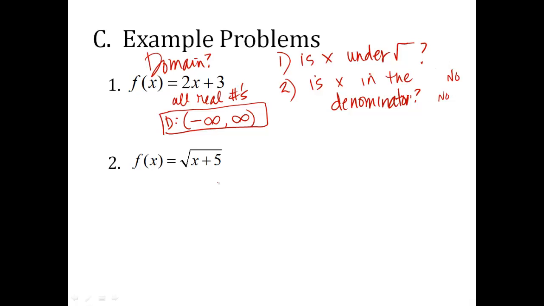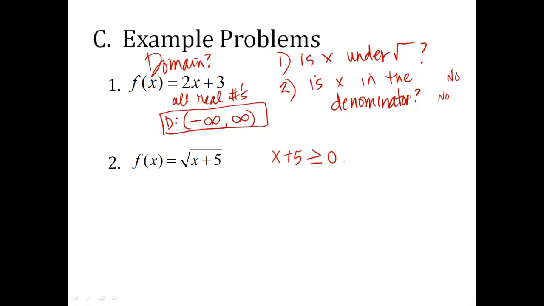So let's look at number 2. Is x underneath the radical? Yes, it is under a radical. So now we have to limit it. We don't want what's underneath the radical to be negative. So x plus 5, whatever that turns out to be, has to be greater than or equal to 0.